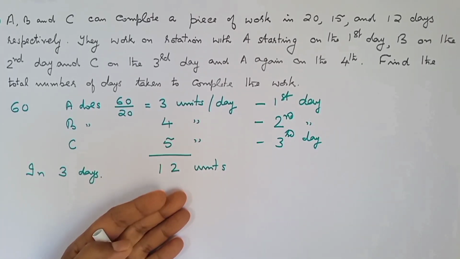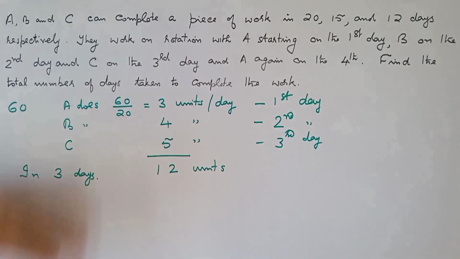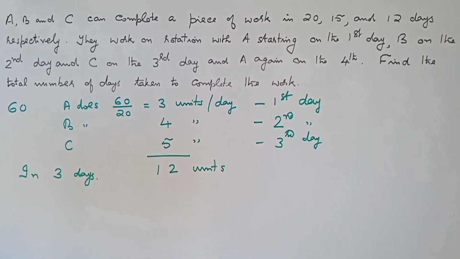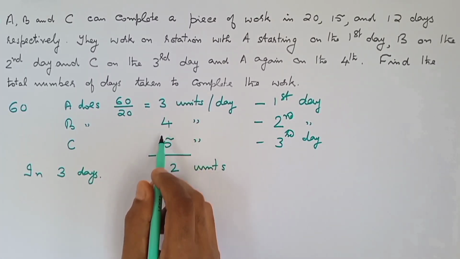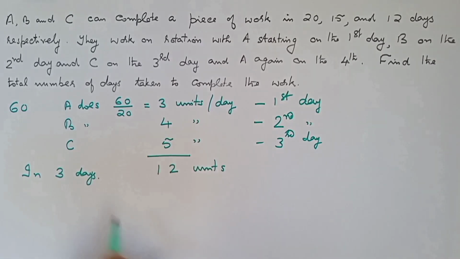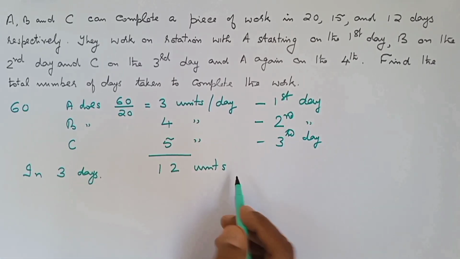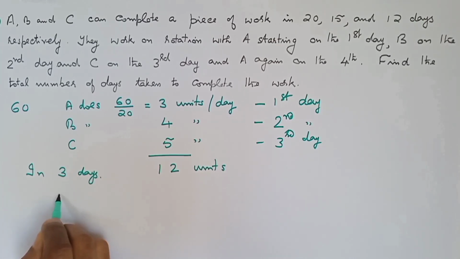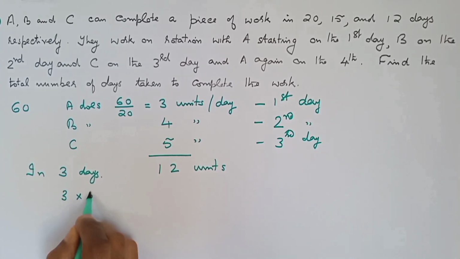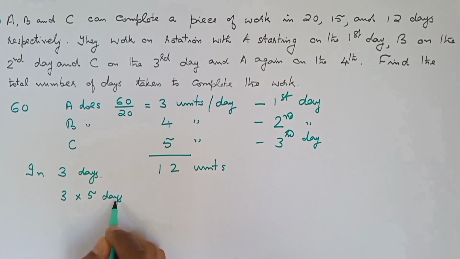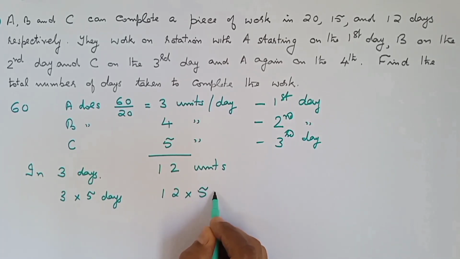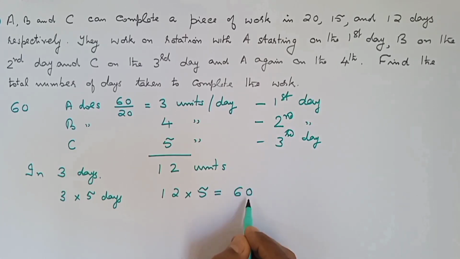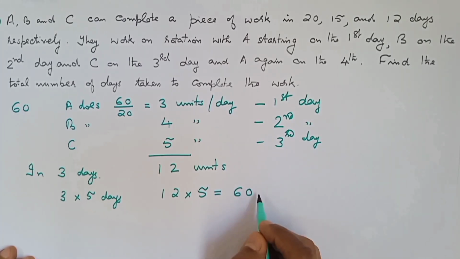Usually so much work will get done on a single day when all the 3 people are working together. Here they are not working together. Each person does whatever he can on the first, then the second person on the second, and the third person on the third. So in 3 days, 12 units of work will get done. So in 3 into 5 days, how much work will get done? 12 into 5 units, which is 60 units, which is actually the total work to be done.